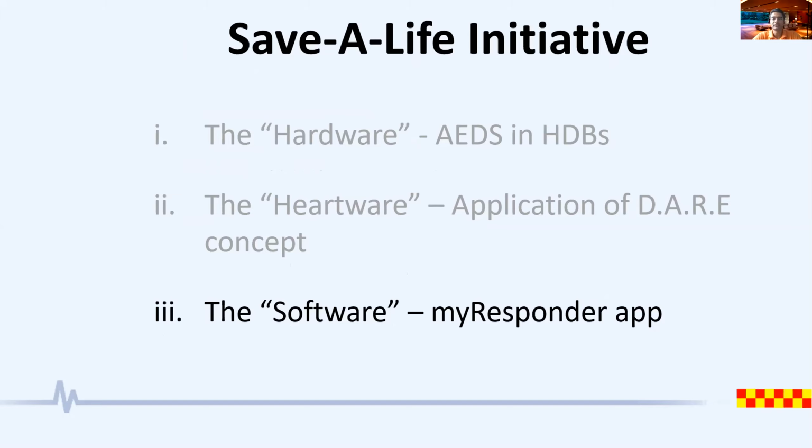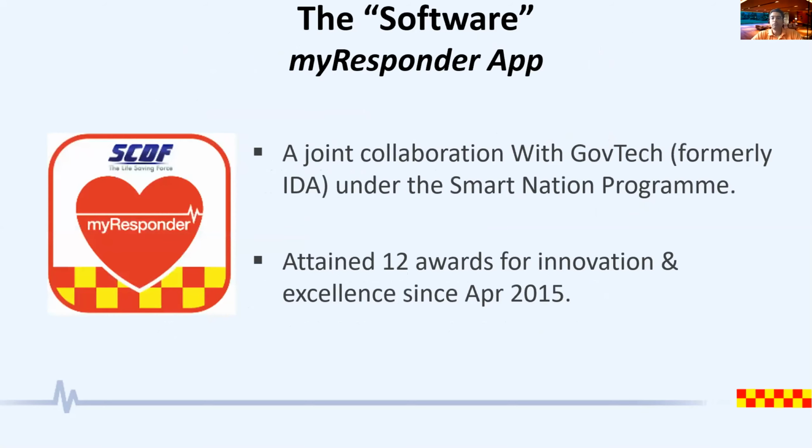So what is this MyResponder application? Let's move into that. The MyResponder application was launched in April 2015. It's a joint collaboration between the SCDF and GovTech under the Smart Nation program. The MyResponder app was designed to tap on GPS technology to notify community first responders of potential cardiac arrest cases within 400-meter radius of their location.